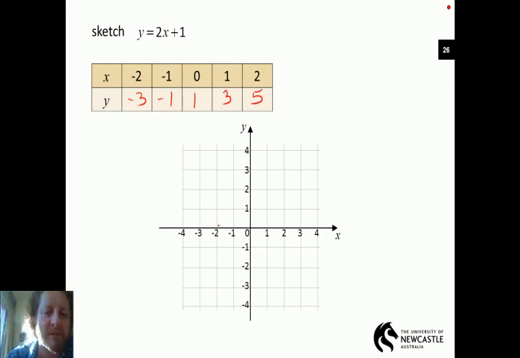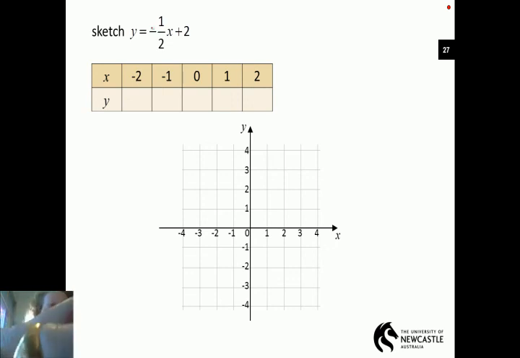Let's plot them. Minus 2 with minus 3. Minus 1 with minus 1. 0 horizontally with 1 vertically. 1 with 3. And 2 with 5. Bit off the scale. And that's what we're getting. And you can see the gradient is 2, which means 2 over 1. For every 1 I go across, up 2. Hopefully you're seeing, yeah, we're going to get rid of these tables of values soon.